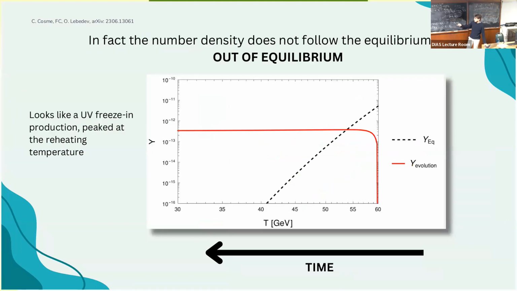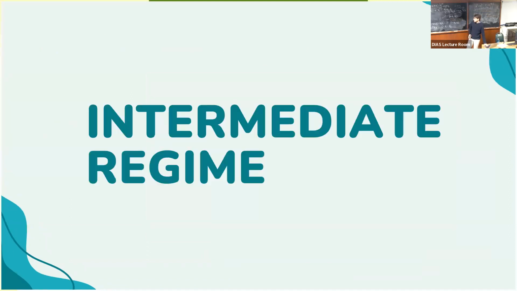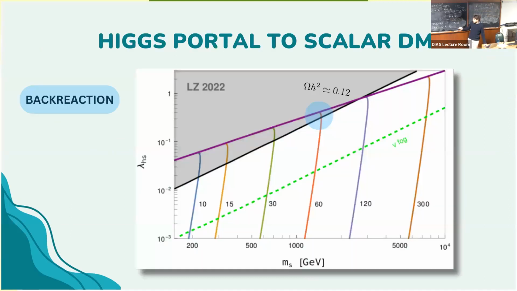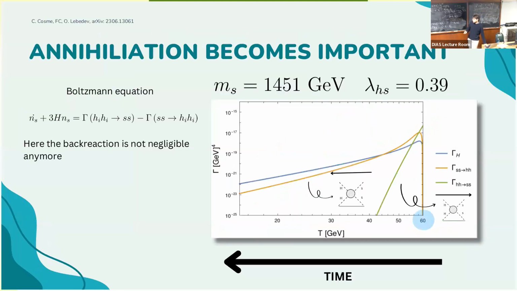So we don't get thermalization. And we can see that also if we plot the yield, so the number density over the entropy density. You can see that this is the standard freezing yield, if you want ultraviolet freezing yield, and then this is the equilibrium one, and they're not the same. So we are sure we are not in equilibrium. And then we have an intermediate regime, the blue one, where the back reaction starts to be important.